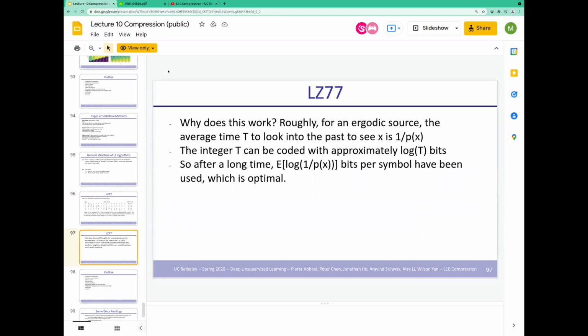And then there's some idea on how well this works. So if you have an ergodic source, that I think means it comes from a distribution, and it's just dependent on this distribution only. So the integer t can be coded with log t bits because each symbol will reappear after some time.